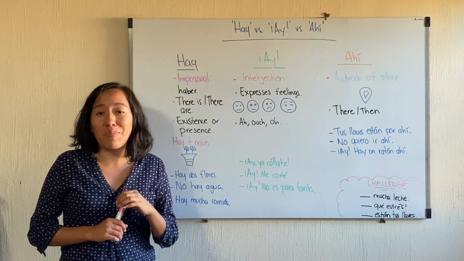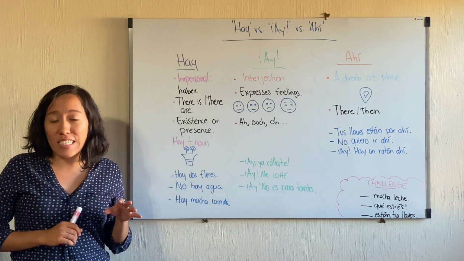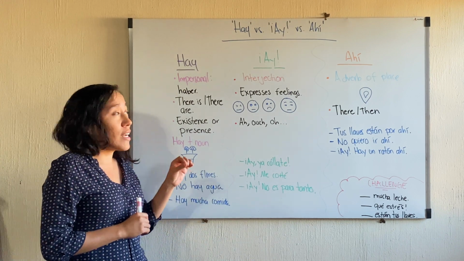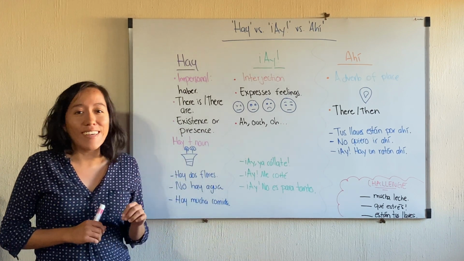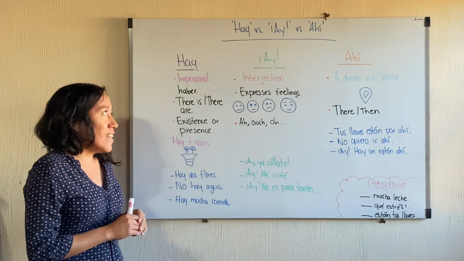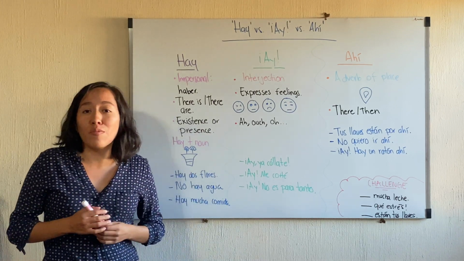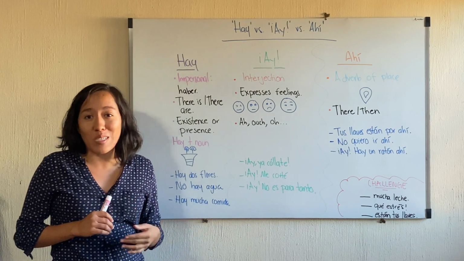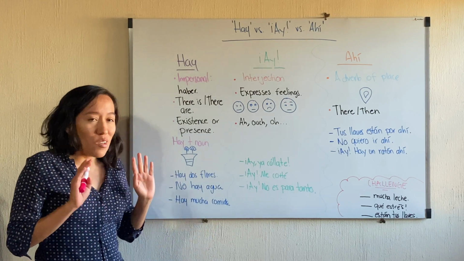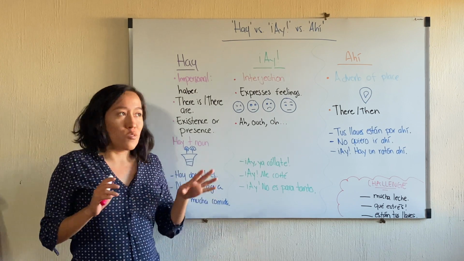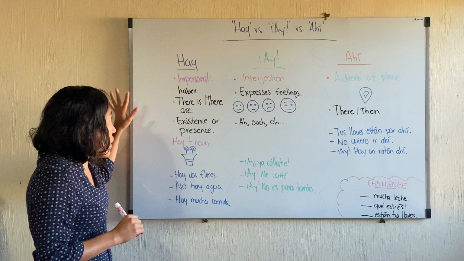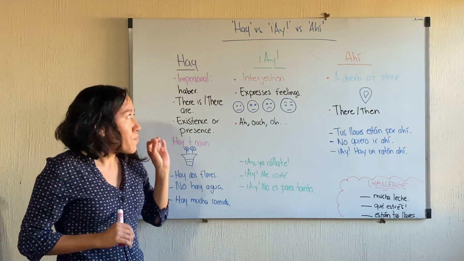Today I want to explain the difference between three words that may sound exactly the same, but they are actually different. These words are hay, ay, and ahí. If you're confusing them, don't worry about it. Many native Spanish speakers also confuse them. So today you're going to learn how to use them and you're not going to confuse them anymore. So let's start with hay.